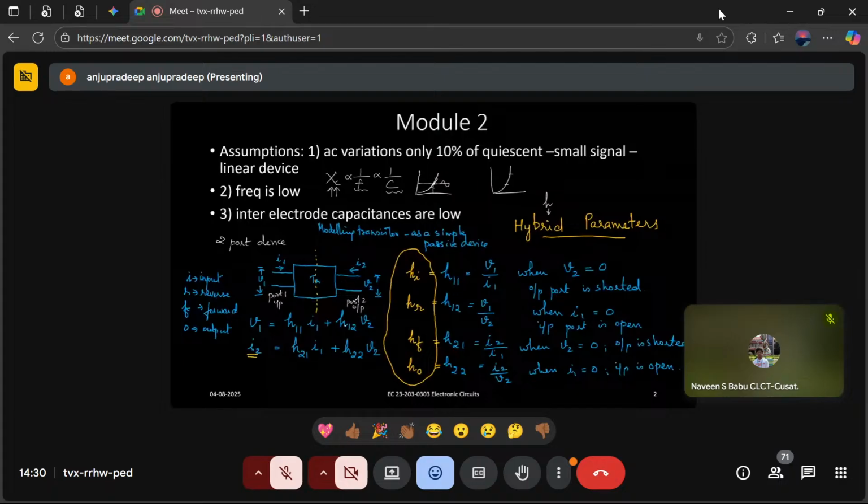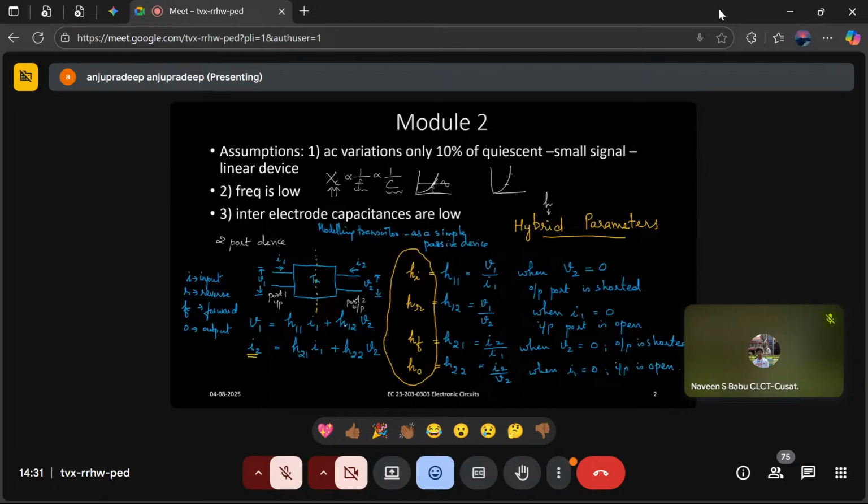Now, the second equation, first term is H21. How will you get H21? For that, you make V2 equal to 0, so you are short circuiting. When you short circuit V2, this term will go. So H21 is equal to I2 divided by I1, when V2 is equal to 0, or the output is shorted.